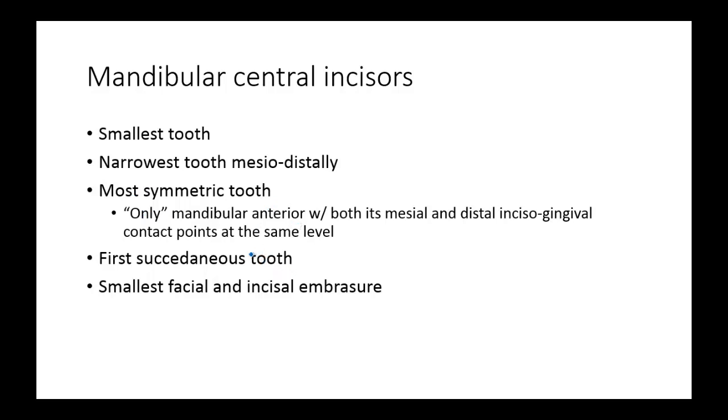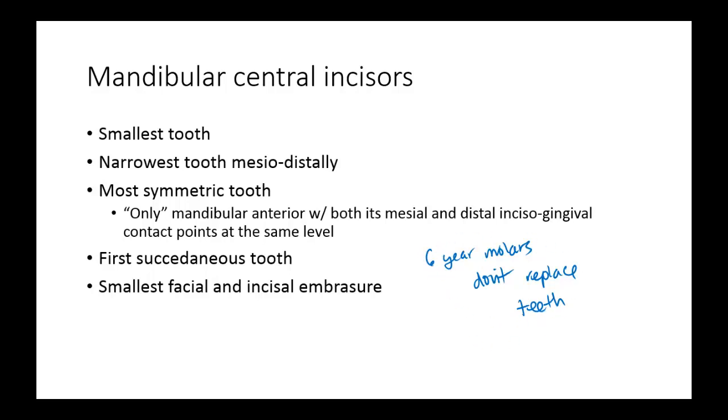So it is the first succedaneous tooth, but it is not the first tooth that erupts. So you have 6-year molars, which are your first molars that erupt, but those do not replace any teeth, so they're not considered succedaneous teeth. The reason for that is because your premolars actually replace your primary molars, so your 6-year molars aren't replacing anything, so they're not succedaneous teeth.